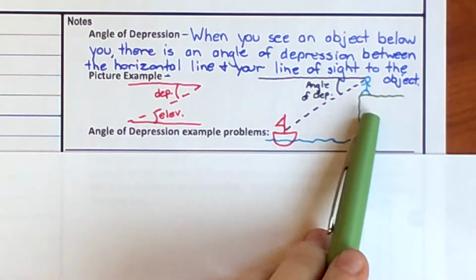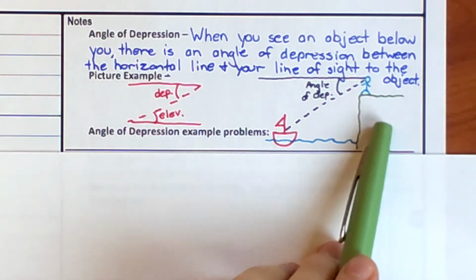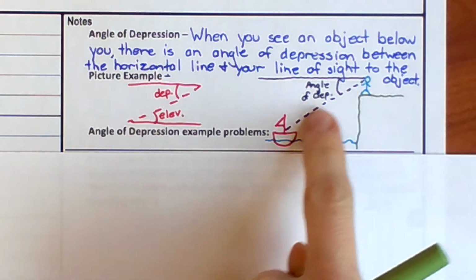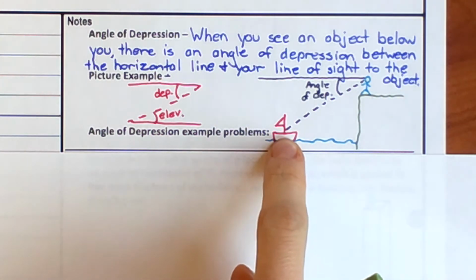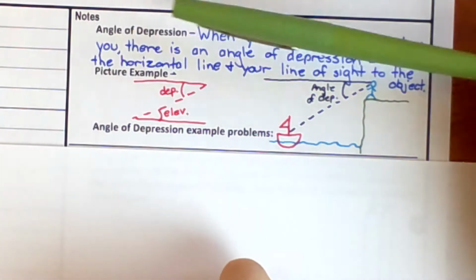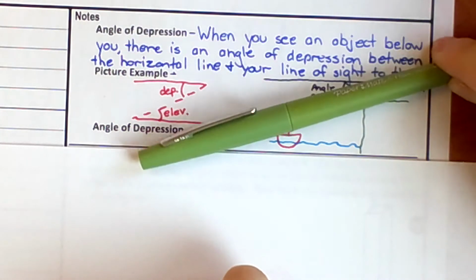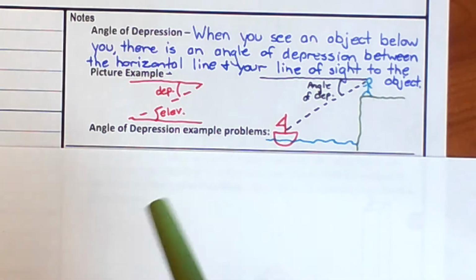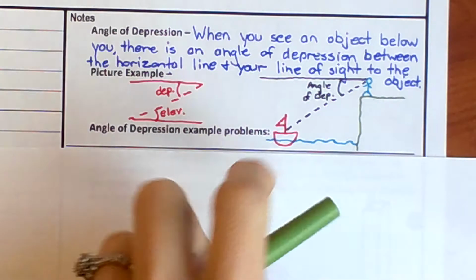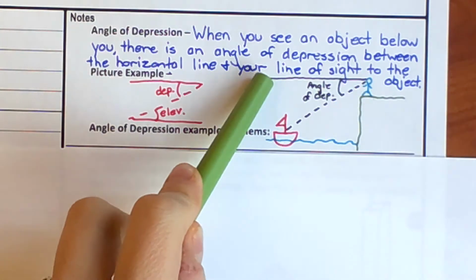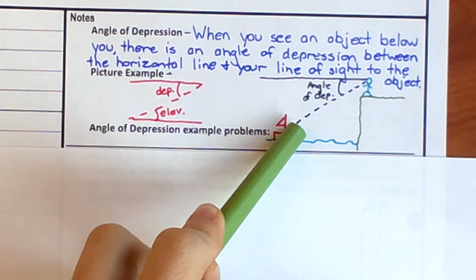So here what I have is a lovely stick figure standing on top of a cliff, and they are looking down at the boat. And so you want to look at the horizontal line, and it's the amount that their head has to turn to look downwards. So people always label this one wrong. It always has to be touching the horizontal line and what you're looking downwards at.